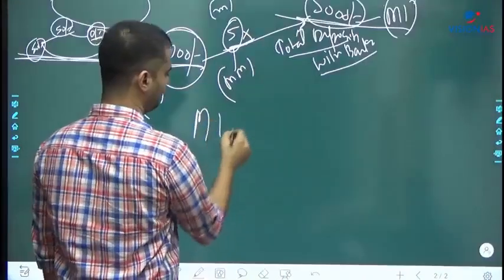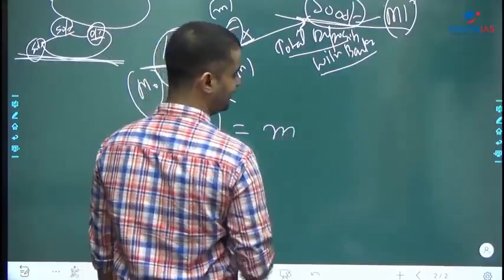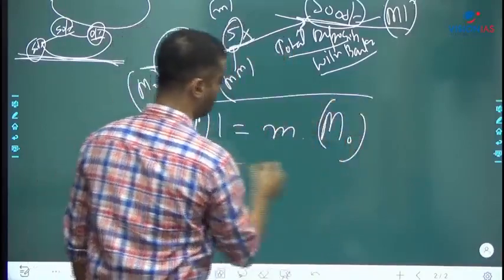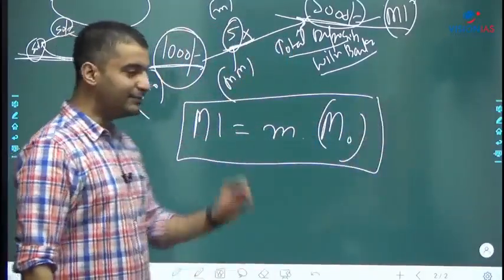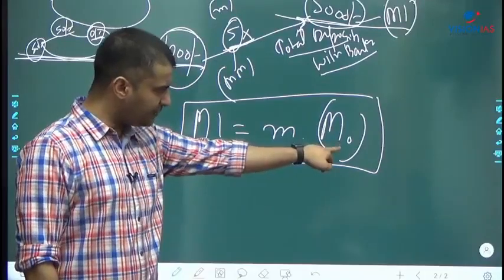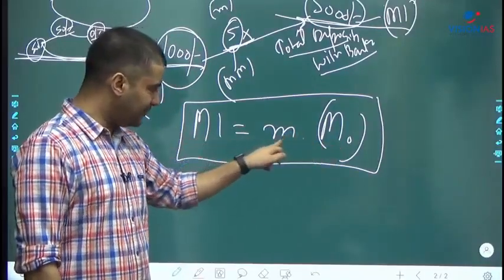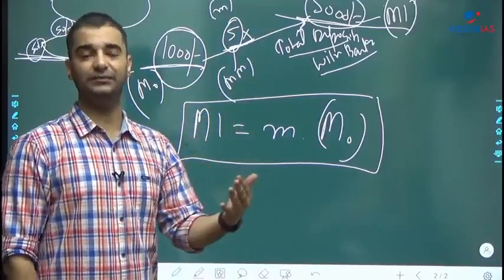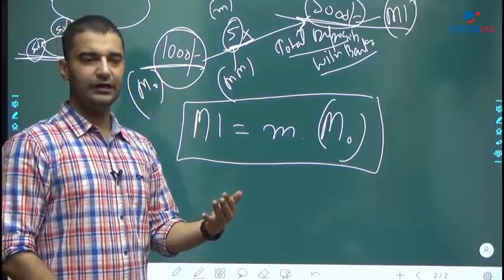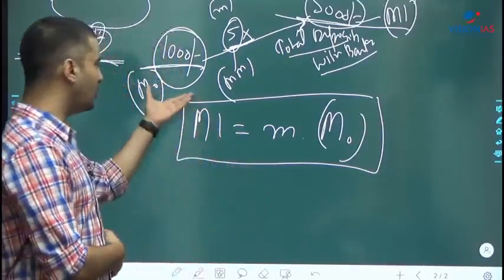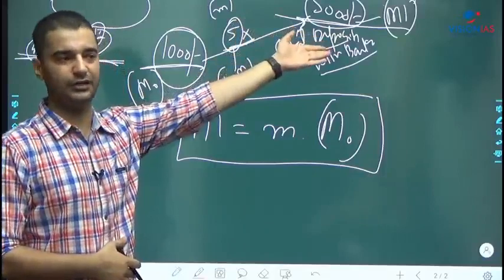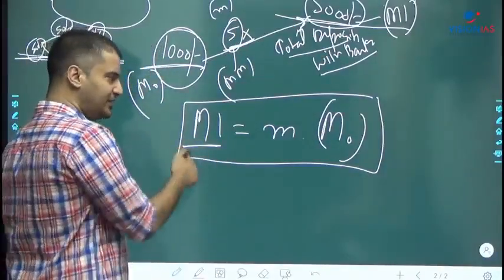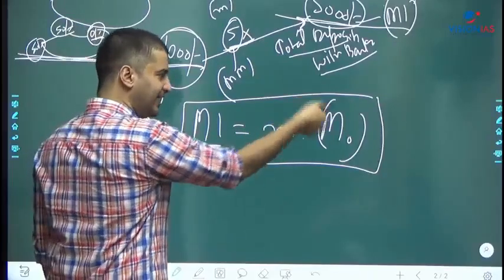Money supply M1 is equal to the money multiplier times M0. This is the concept of money multiplier. Money multiplier means: initial high powered money, the seed money, times the multiplier. That is how many times the banking system is able to increase the initial amount of money into the total amount of money circulating in the economy. Total money circulating in the economy is M1, the money supply, which is the money multiplier times M0, the initial amount.